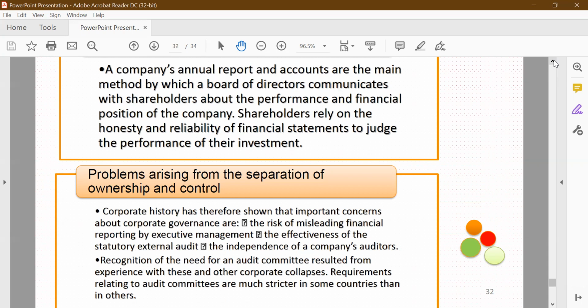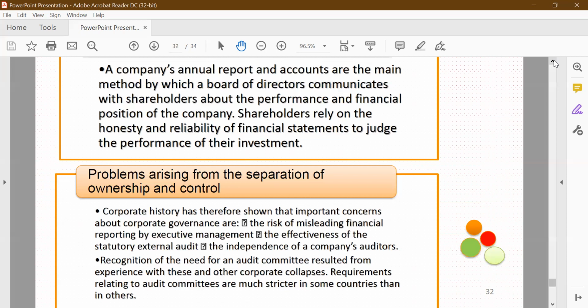Number three is the independence of a company's auditors. How independent are the company's auditors? When we say independence, we are talking about the auditors not being influenced by anybody, so that they can objectively assess the financial statements. If there's some form of external influence, it can handicap their objective assessment. Therefore, recognition of the need for an audit committee resulted from experience with these and other corporate collapses.